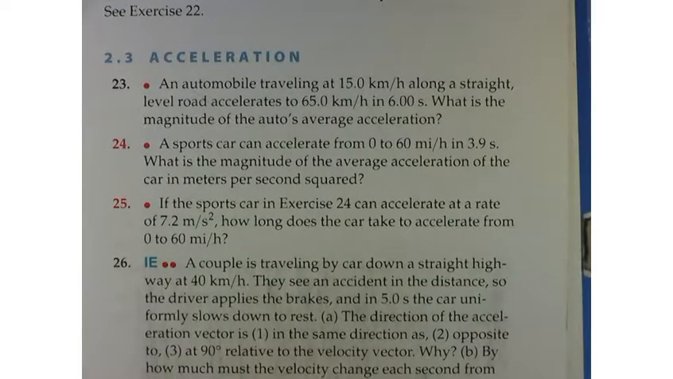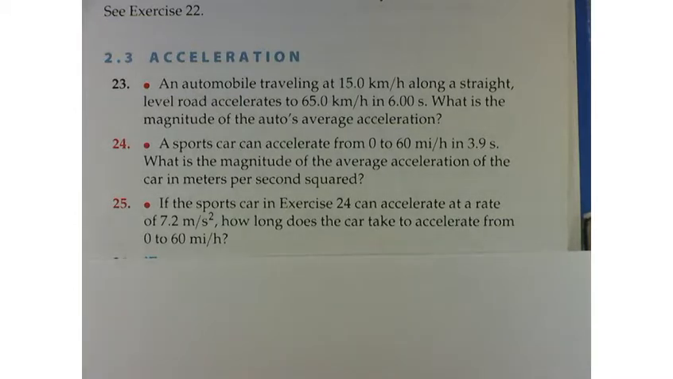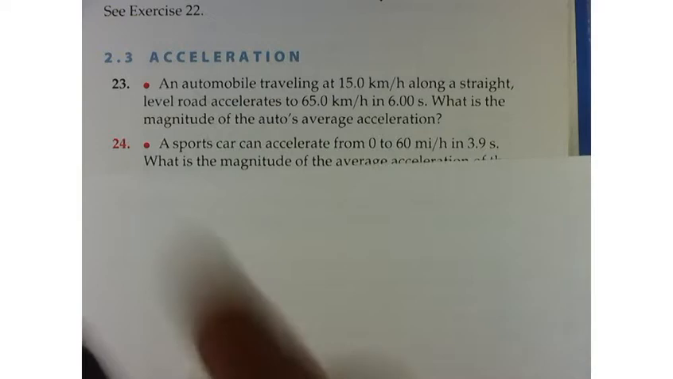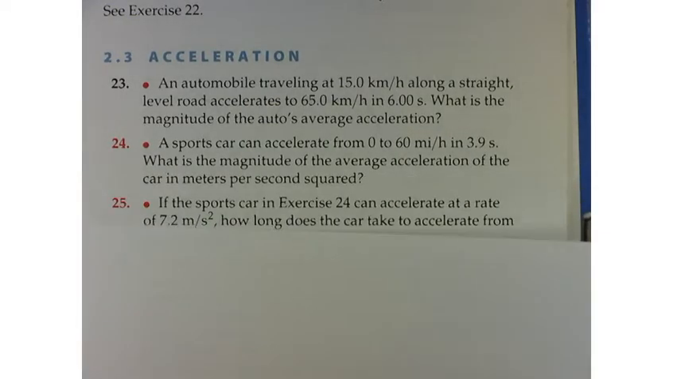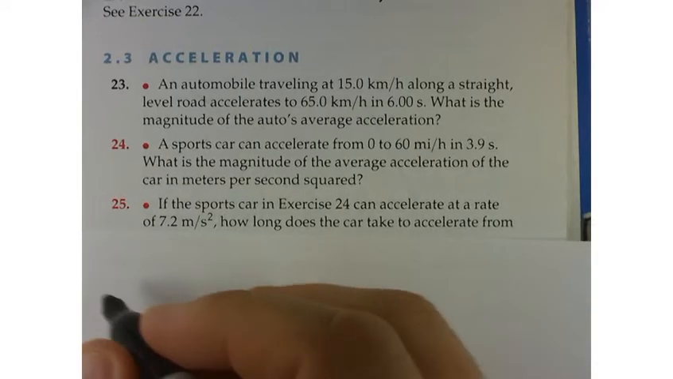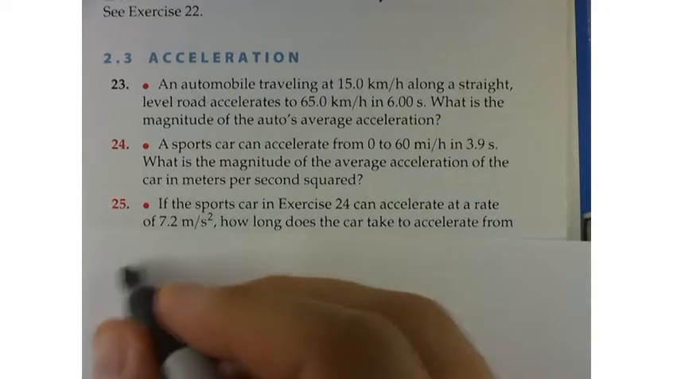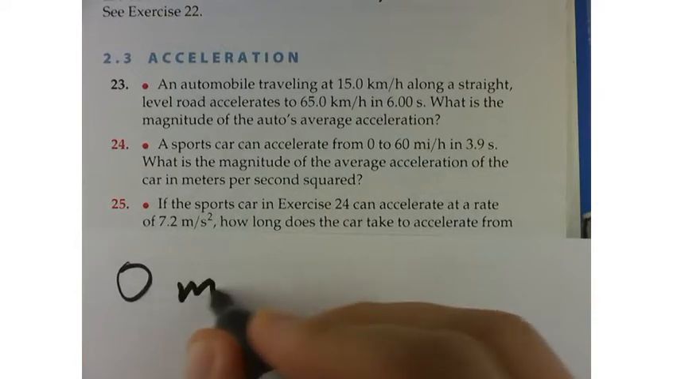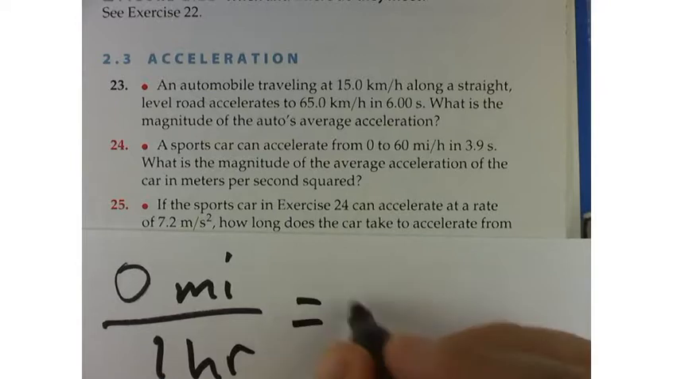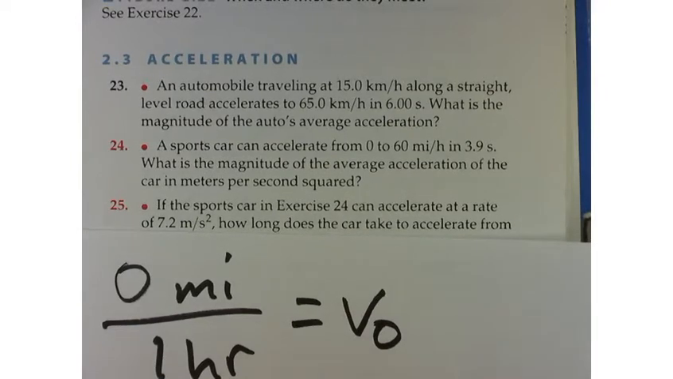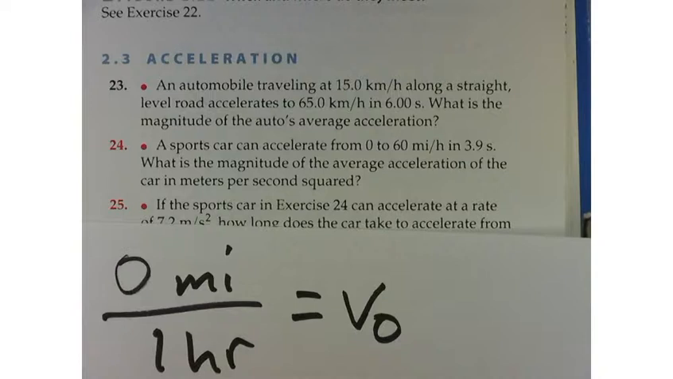Okay, problem number 24. It says a sports car can accelerate from 0 to 60 miles per hour in 3.9 seconds. What is the magnitude of the acceleration? So again, for problem number 24, what's the initial velocity? I've got 0 miles per 1 hour. That is the initial velocity. And then my final velocity is 60 miles per hour.